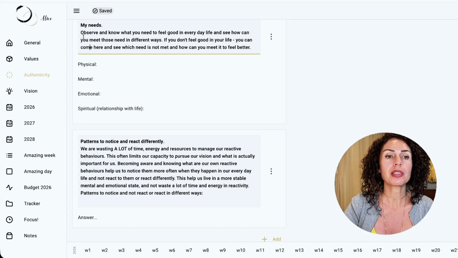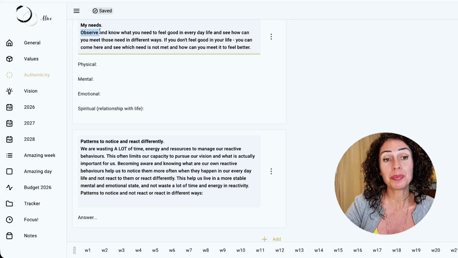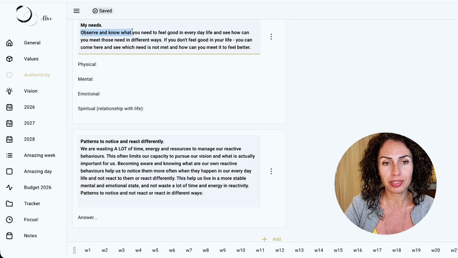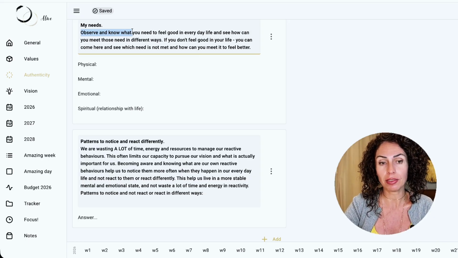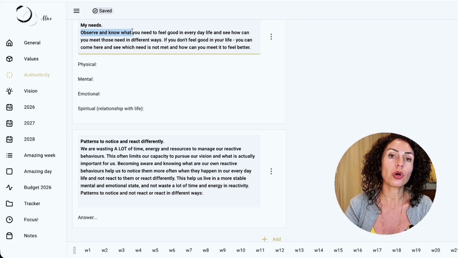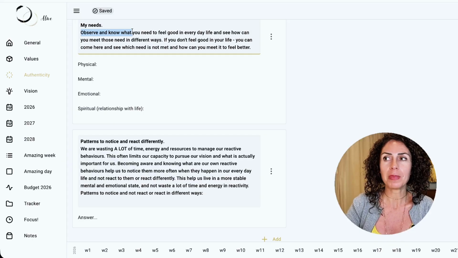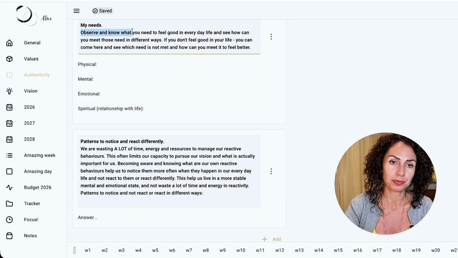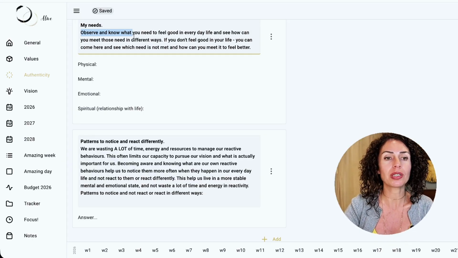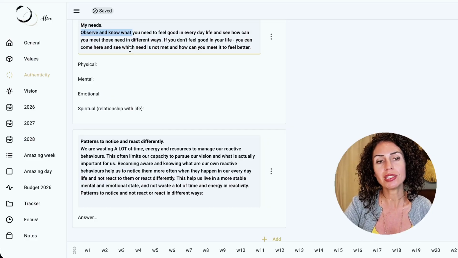The most important thing about your needs is to observe them and to be aware of them, because those are the things that make you feel good in your everyday life. And whenever you know what those needs are, you can start meeting those needs in different ways. And if you don't feel good about your life, you can come here, see which need is not met, and how you can meet this need in a way that feels good to you.